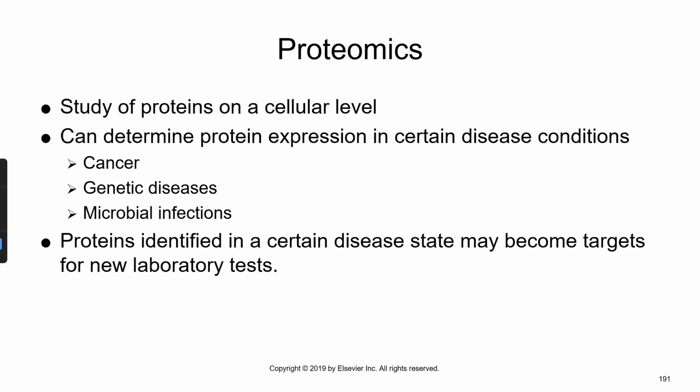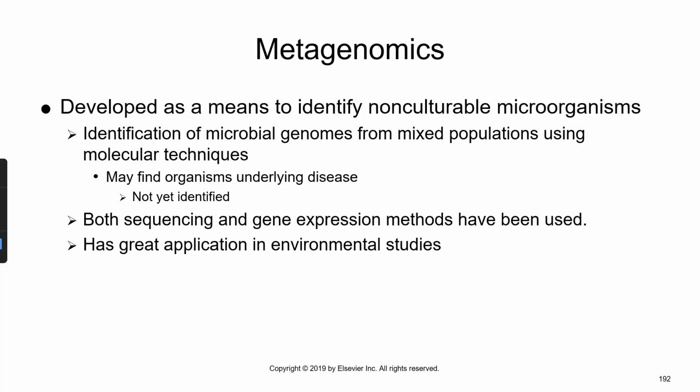Proteomics is the study of proteins on a cellular level. It can determine protein expression in certain diseases and conditions, like cancer, genetic diseases, or microbial infections. Proteins are identified in certain disease states and may become targets for new laboratory tests. Metagenomics was developed as a means to identify non-culturable microorganisms. It is the identification of microbial genomes from mixed populations using molecular techniques. You may find organisms underlying disease that have not yet been identified. Both sequencing and gene expression methods have been used. It has great application in environmental studies.